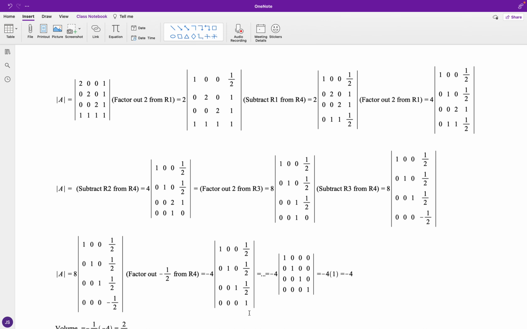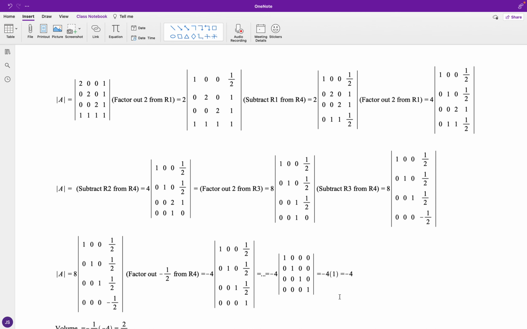Ultimately, I can perform the necessary row operations to change the 1/2s immediately above to 0. In other words, R1 minus 1/2 of R4, R2 minus 1/2 of R4, and R3 minus 1/2 of R4. You're left with just a diagonal array of 1s amongst the 0s. That is going to be our identity, and this portion goes to 1. So the value of the determinant of this matrix will be negative 4 times 1, which is negative 4.